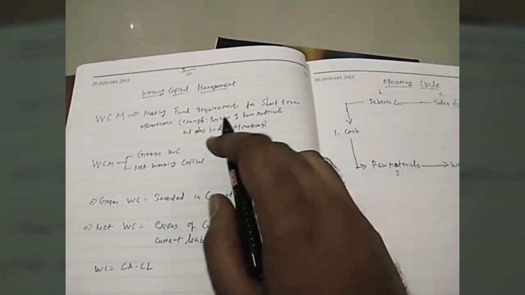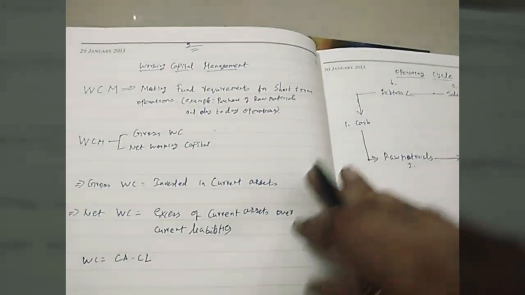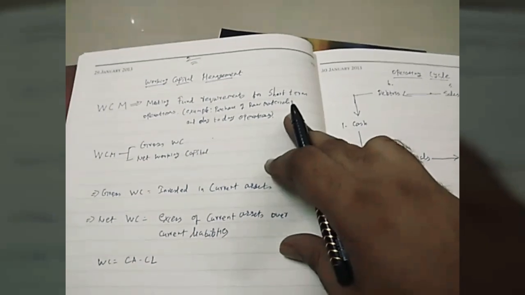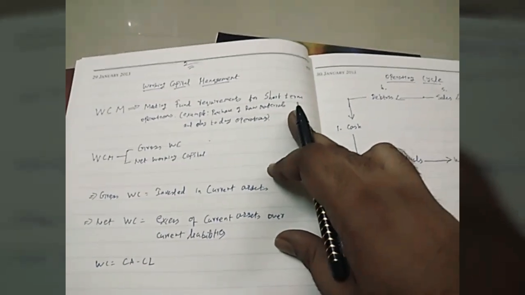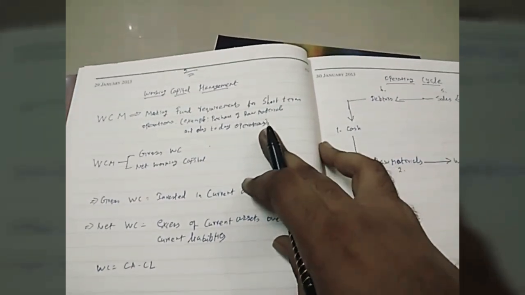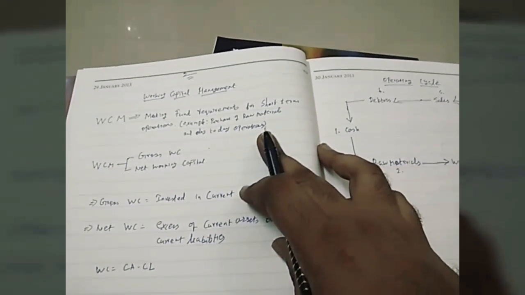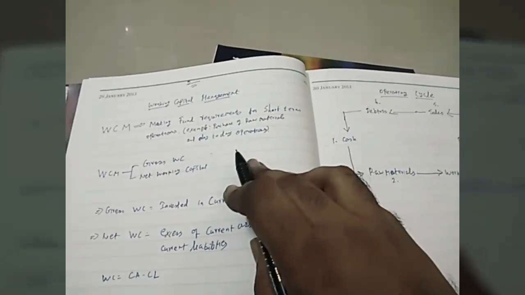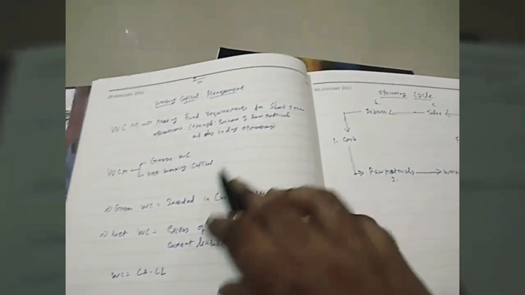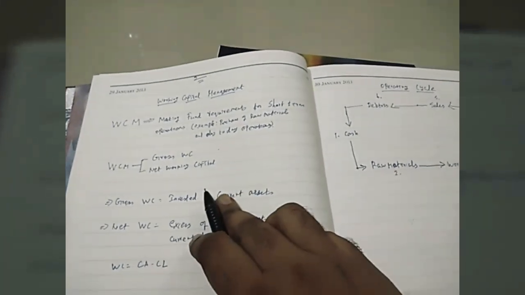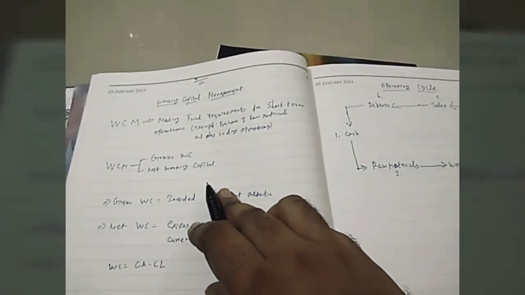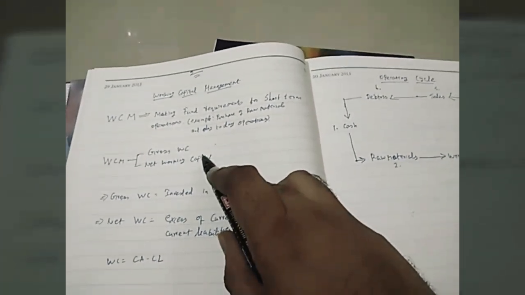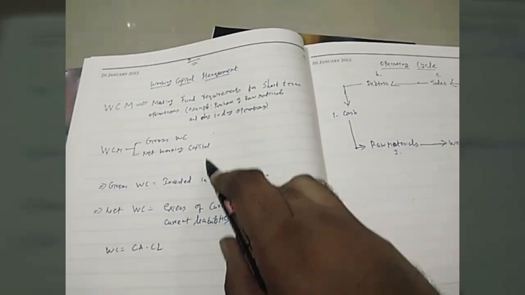Simply, working capital management is meeting the funds requirements for the short-term operations of the business firm, especially a manufacturing firm. For example, purchase of raw materials or the day-to-day operations. This working capital can be classified. The major classifications are gross working capital and net working capital.